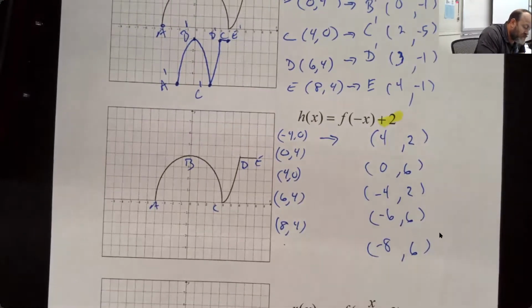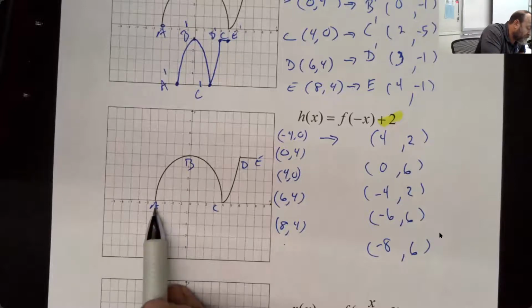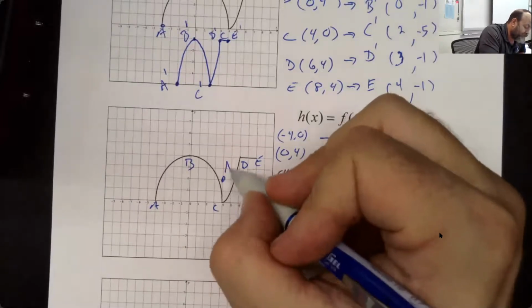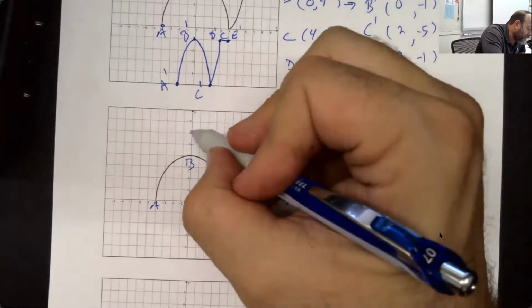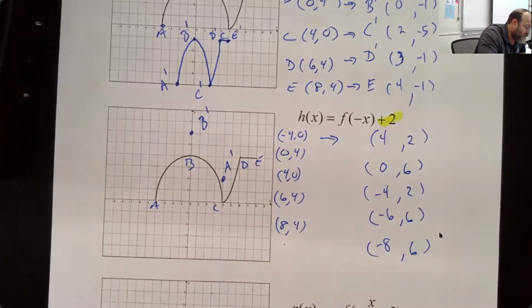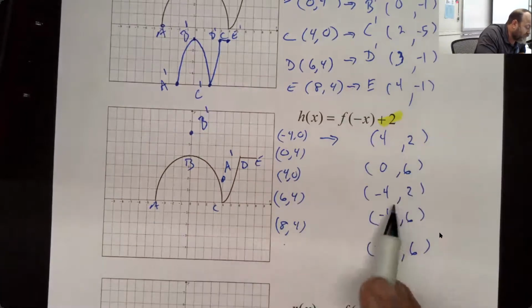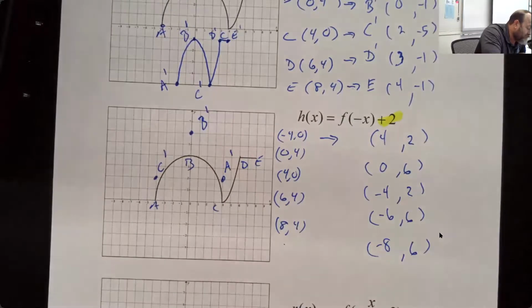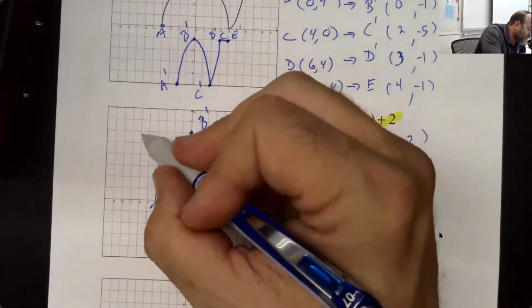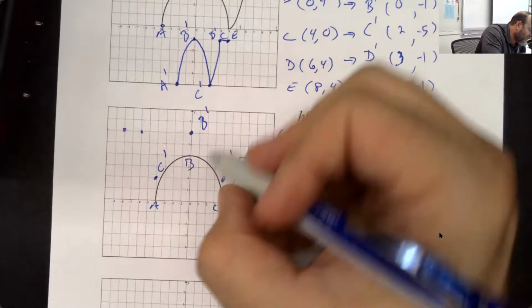So my old a is over here. My new a is up here. My old b is right here. My new b is up here. My new c is at -4, 2. Here's my new c. My new d is right in here, and my new e is out here.